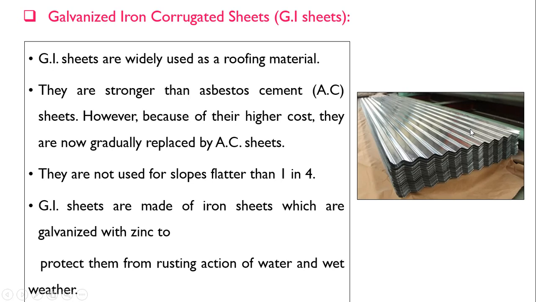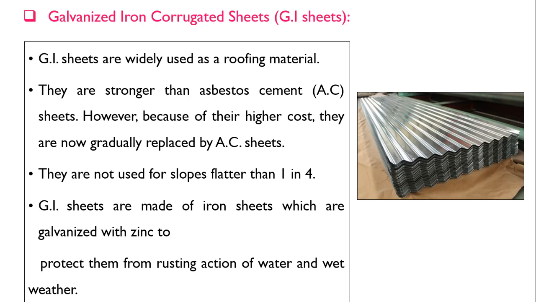Galvanized iron sheets are widely used as a roofing material. They are stronger than asbestos sheet. AC sheet means asbestos cement sheet. However, because of their higher cost, they are now gradually being replaced by asbestos cement sheets, because GI sheets are very costly compared to asbestos sheet. At the same time, asbestos sheets are available in a variety of sizes and have a good life. That's why GI sheets are replaced by asbestos cement sheets. They are not used for slopes flatter than 1 in 4.